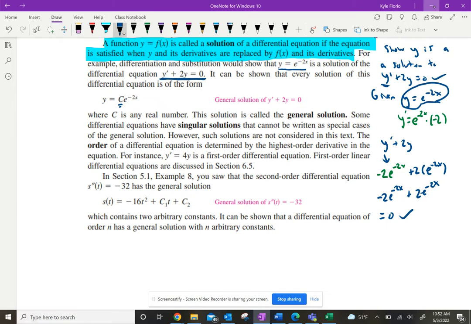Some differential equations have singular solutions that cannot be written as special cases of the general solution. However, such solutions are not considered in this text, so we won't see things that nasty.